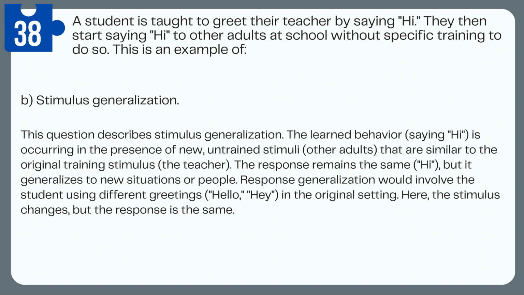Answer. B. Stimulus generalization. This question describes stimulus generalization. The learned behavior, saying hi, is occurring in the presence of new, untrained stimuli, other adults, that are similar to the original training stimulus, the teacher. The response remains the same, hi, but it generalizes to new situations or people.